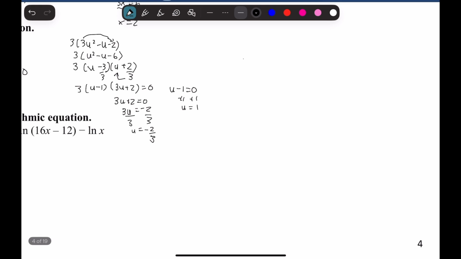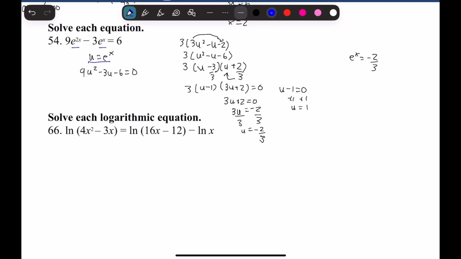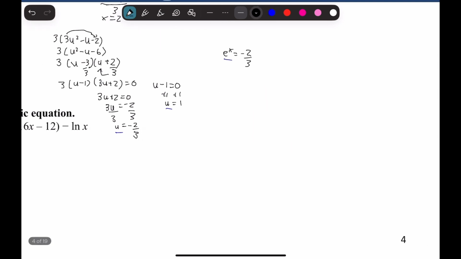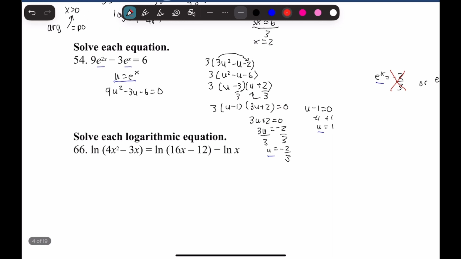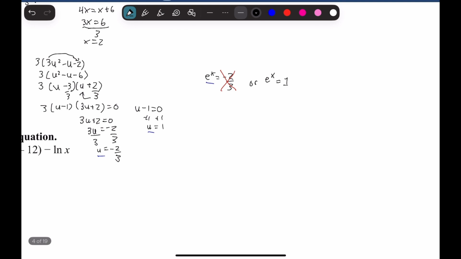So we have to plug back in, because earlier we substituted u is equal to e to the x, and this is not our final form, so we had to sub this back. So e to the x is equal to negative 2 over 3, or e to the power of x is equal to 1. But do you see what's wrong here? Well, this is negative, and the output of an exponential can't be negative, okay? So we know this is extraneous.